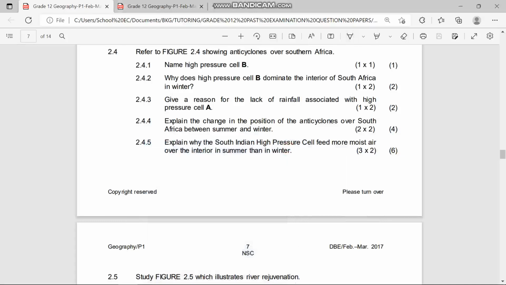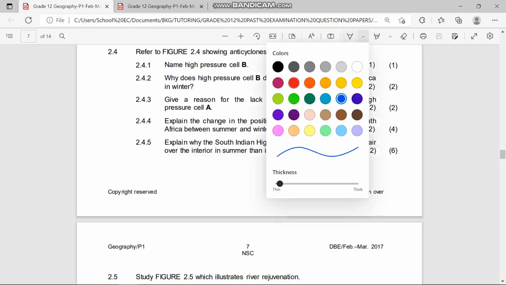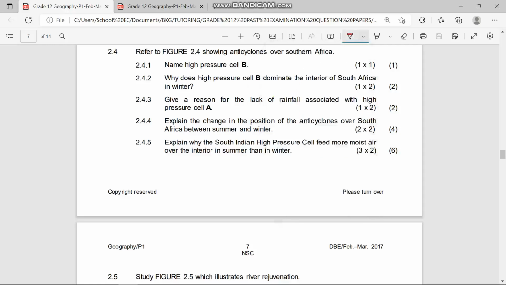Today we are going to be focusing on anticyclones. Yes, so it's a revision paper preparing you for your final examinations. Mind you, guys, it's highly possible that anticyclones will be there in the paper that you are going to write for your final geography. So please, guys, get ready for the revision.